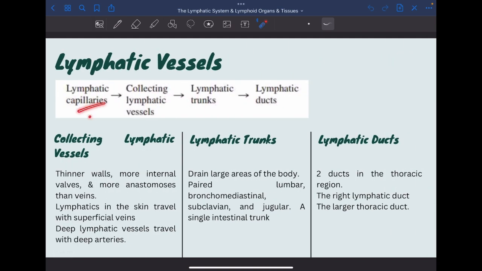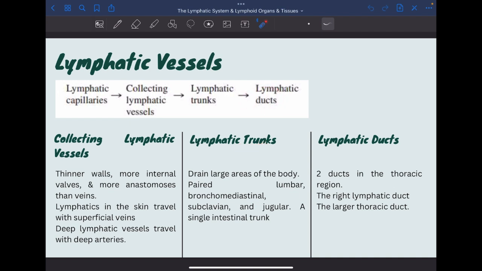So this was everything regarding the lymphatic capillaries, these small capillaries that interweave their way between the blood capillaries and pick up that fluid. Now we need the fluid to return back to the circulation, to the venous circulation. How does that happen? It goes to the collecting lymphatic vessels, then the lymphatic trunk, and then finally we reach the ducts.